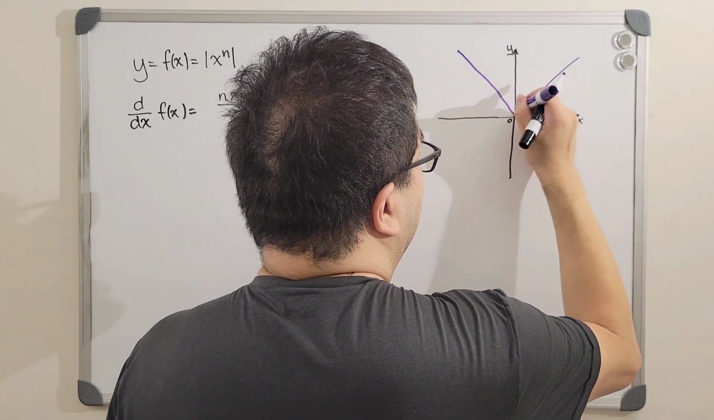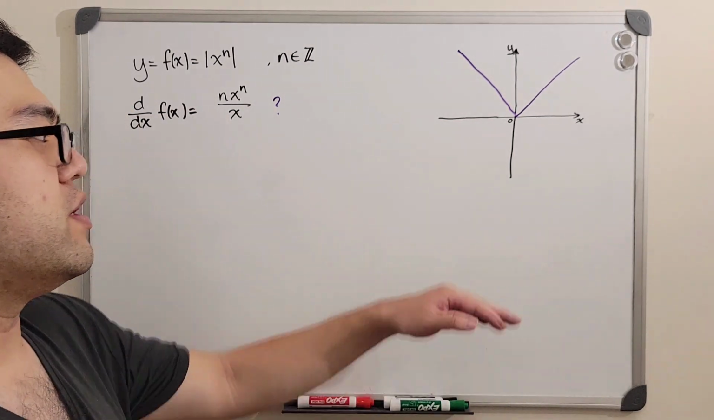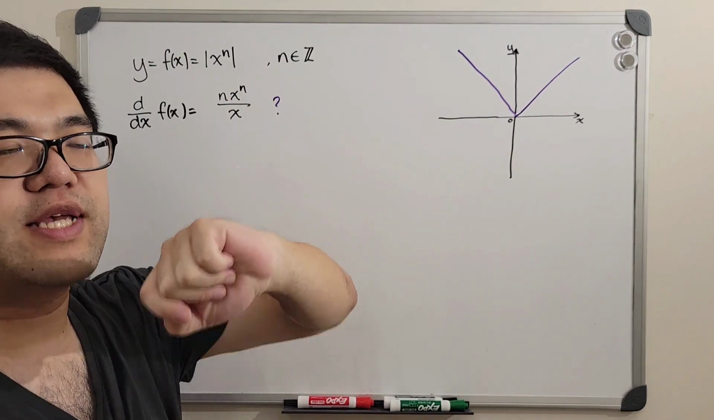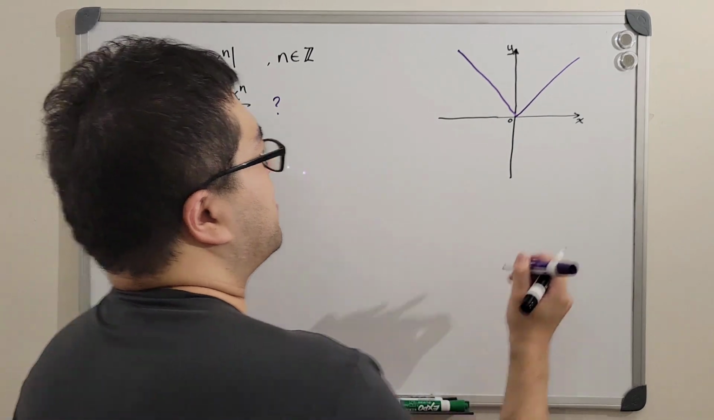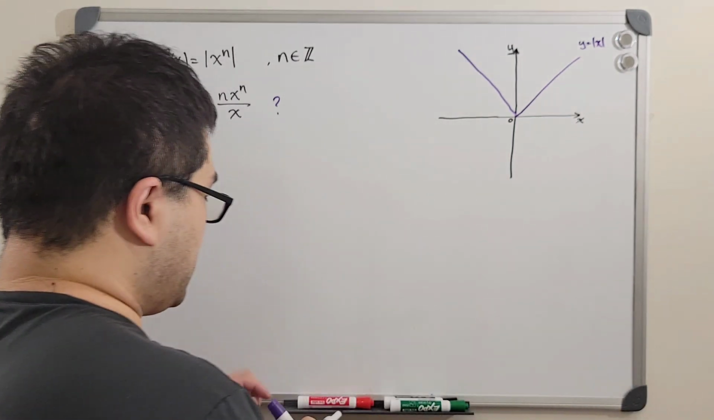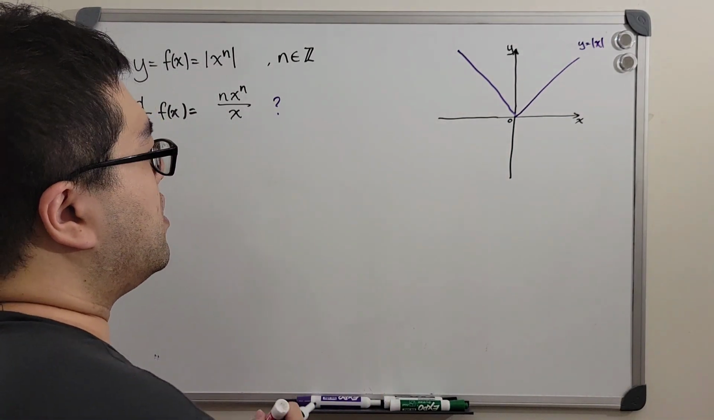And since we're taking the absolute sign, we always want to keep every single part that is above the x-axis or on the x-axis like this. So here is our function, y equals absolute value of x. Now let's take a look at another example.